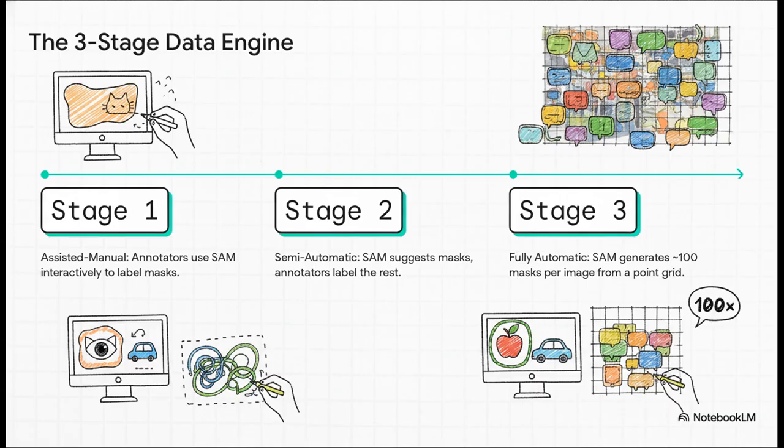In stage 1, it was assisted manual. Human annotators used an early version of SAM like a smart paintbrush to label masks. Then, in stage 2, it became semi-automatic. The model got better so it could automatically find and label the easy stuff, letting the humans focus on the tricky parts. And then, the final stage, fully automatic. The model was so powerful at this point, they just fed it a grid of points on an image and it would generate almost 100 masks all by itself. The model literally built its own data set.